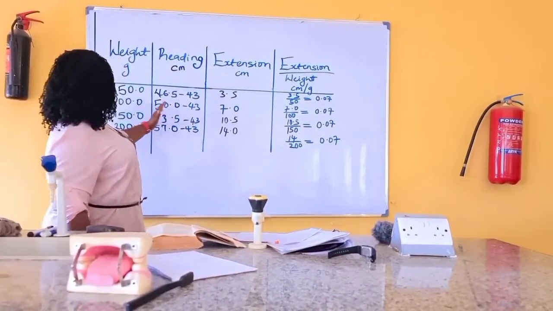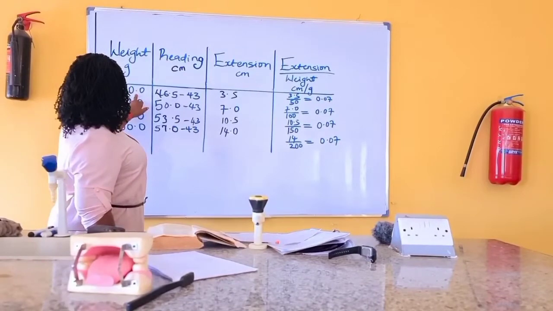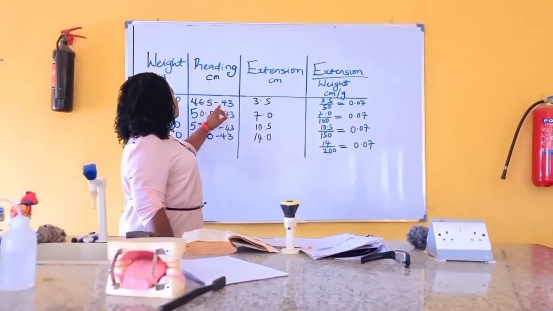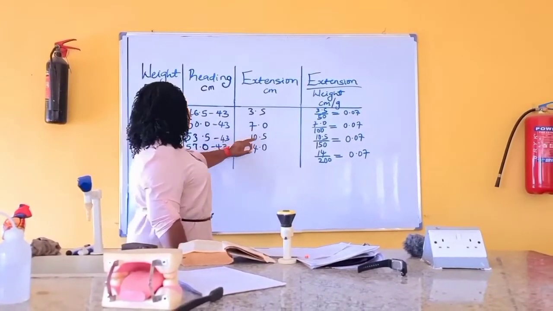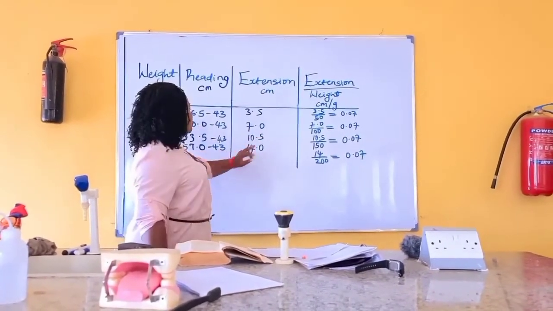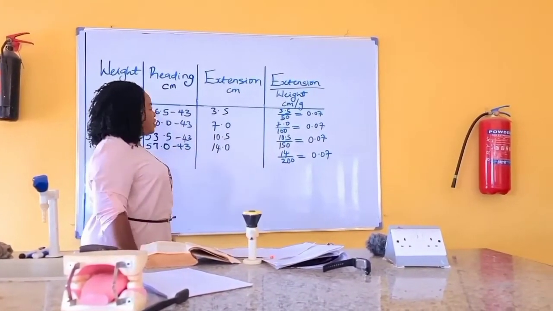Now, the results of our experiments. Here, we already have that 50 gram gave us an extension of 3.5. 100 gave us 7.0, 150 gave 10.5, 200 gave us 14.0.